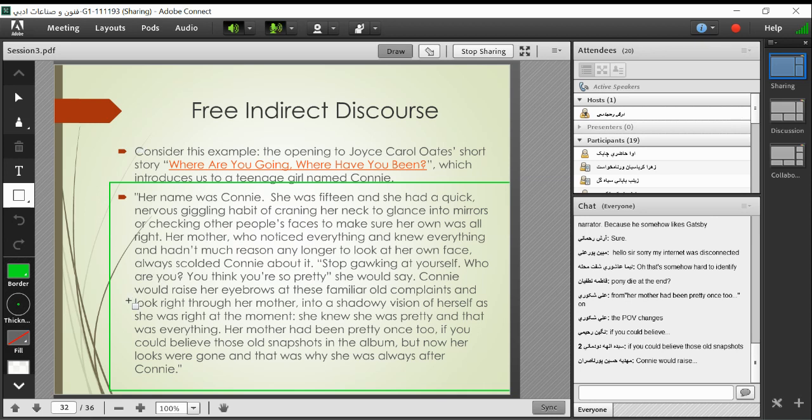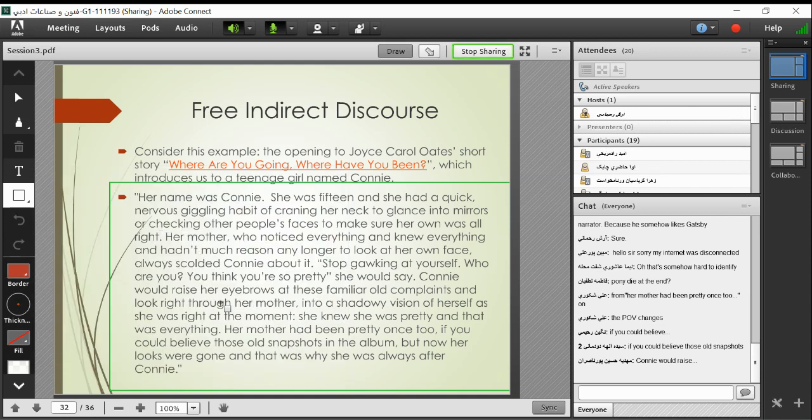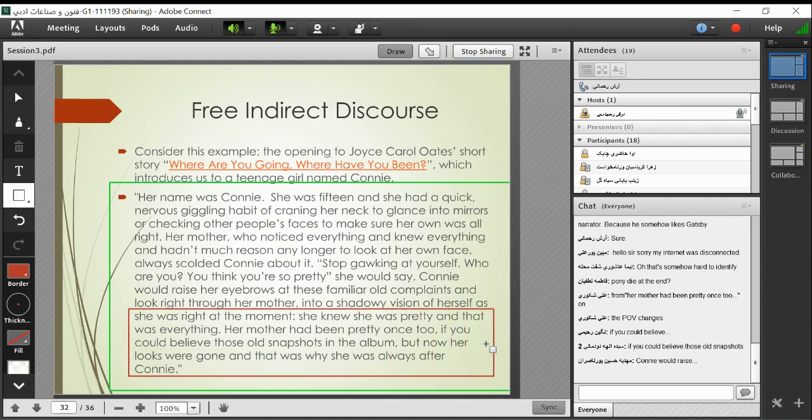خب از این قسمت به پایین رو با یه رنگ دیگه بهتون نشون بدم. خب از این قسمت به پایین. She knew she was pretty and that was everything. کانی می‌دانست که زیباست و هیچ چیز دیگه مهم نبود، همون مهمه.